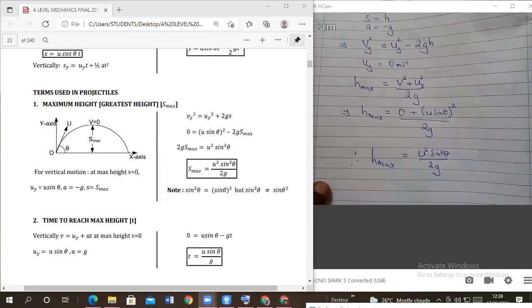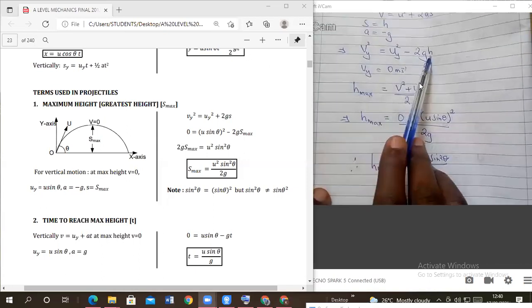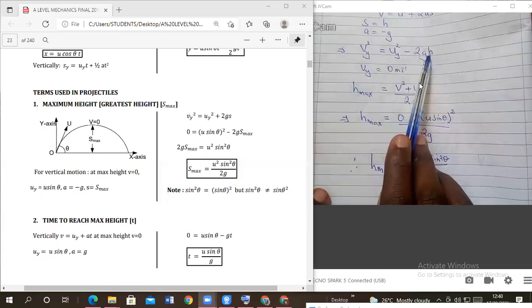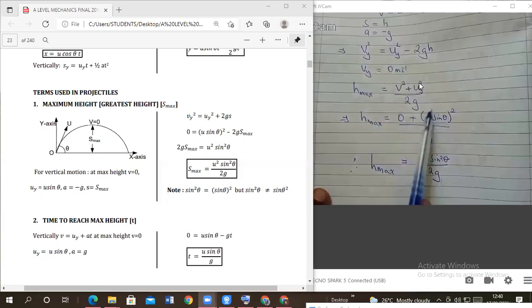Yes, teacher. That's how we get maximum height. You have learned trigonometry, so you should know how to get that squared. Excuse me, teacher. Yes, please. On this part here, H max equals V squared plus Uy squared over 2g. From here I've made it the subject. If you make it the subject, you come to this.